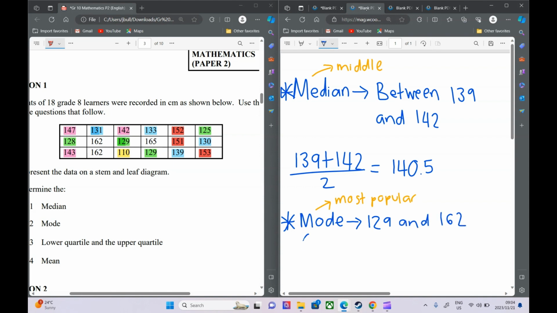They might ask you, sometimes they do ask you, what does this mean? What do we call this then? It's bimodal. So it has 2 modes. And that's completely fine. Next up, they want the lower quartile and the upper quartile.